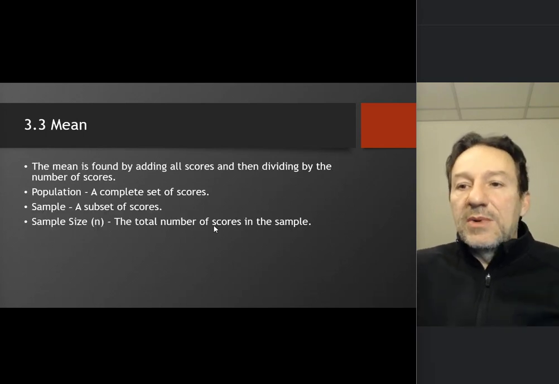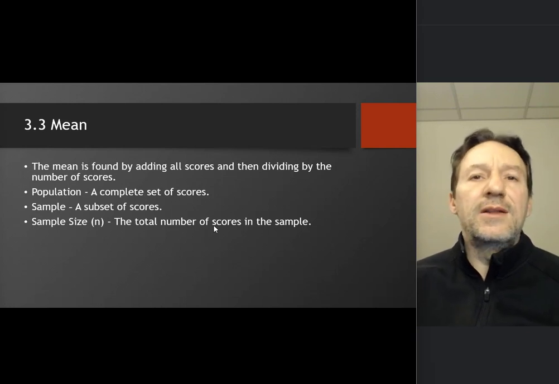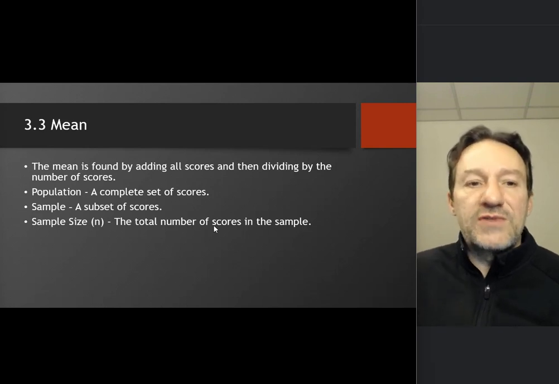The mean is probably the one that you're most familiar with, and probably the one that you use most often when you're trying to calculate your grade. You're trying to get to the mean. So the mean is found by adding all scores together and then dividing by the number of scores.